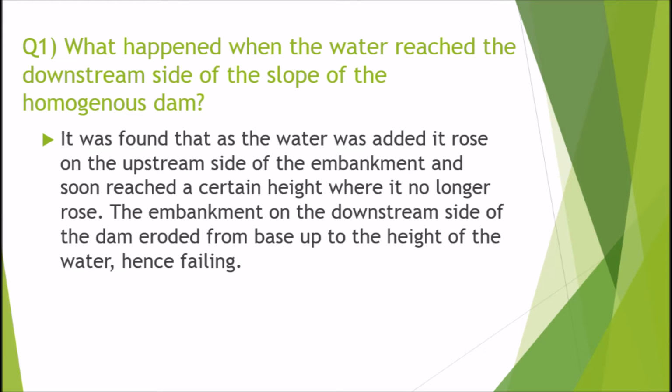In the first trial, it was found that as the water was added, it rose on the upstream side of the embankment and soon reached a certain height where it no longer rose. The embankment on the downstream side of the dam eroded from the base up to the height of the water, hence failing.